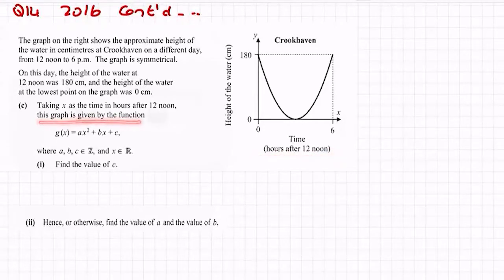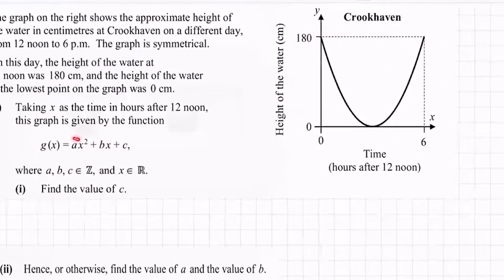This graph is given by the function ax squared plus bx plus c. Yes, because it's a quadratic, so you can write it in its general form, where a, b, and c are integers and x is an element of R. And then it says find the value of c. If we're going to find that value of c in the quadratic, we would like the other terms to disappear, and then we can solve that equation for c.